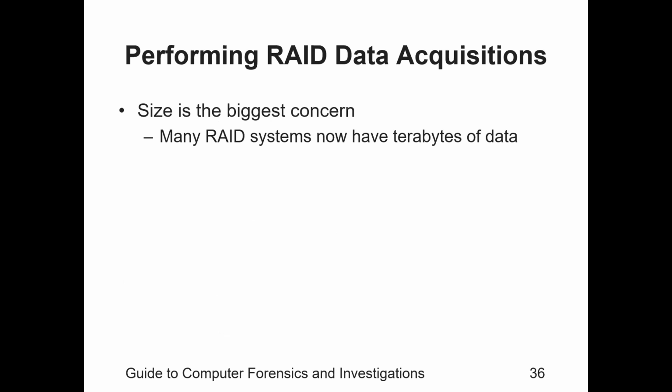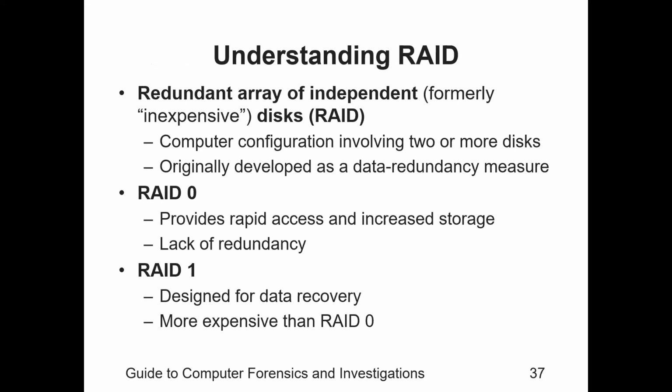Next, we want to see RAID. We've seen what RAID is: the process of splitting data into smaller parts. Size is the biggest concern. You may be a forensic expert, but you don't have access to zettabytes or petabytes. Yet what you're carrying out is terabytes. So many RAID systems now have terabytes of data. RAID in full is redundant array of independent disks. This redundant array helps us compartmentalize or split them into smaller components.